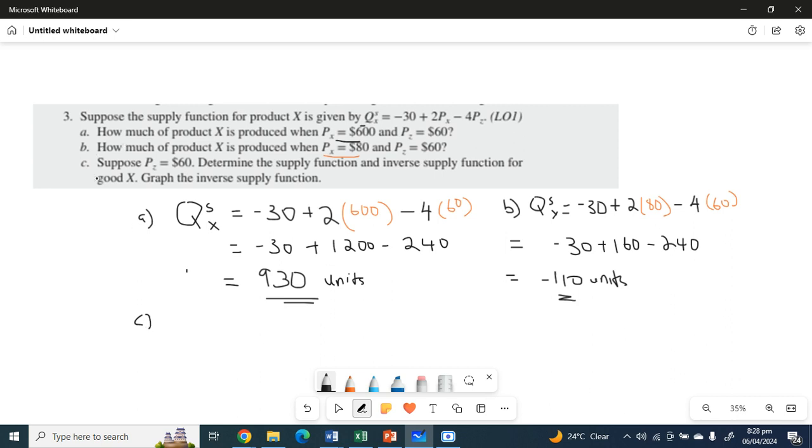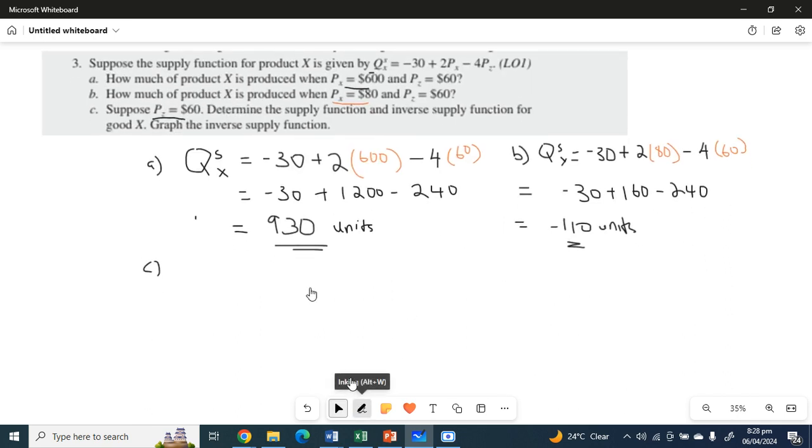All right. Suppose PZ still equals 60. Determine the supply function and inverse supply function for good X and graph the inverse supply function. Okay, so first let's determine our supply function QSX.